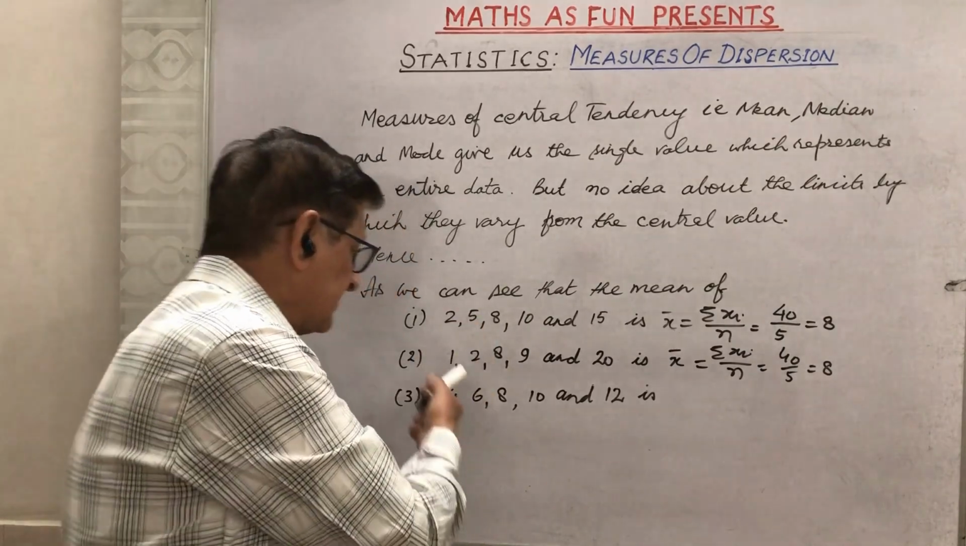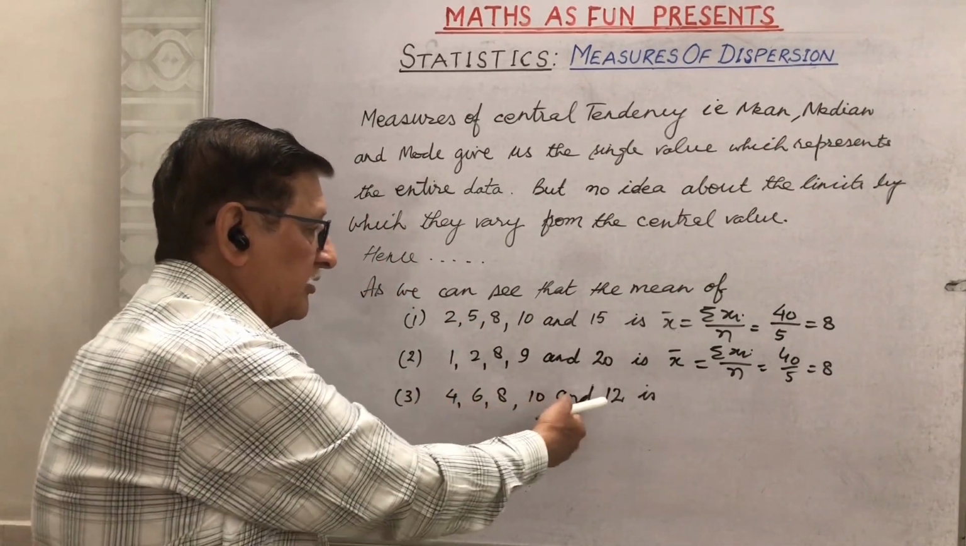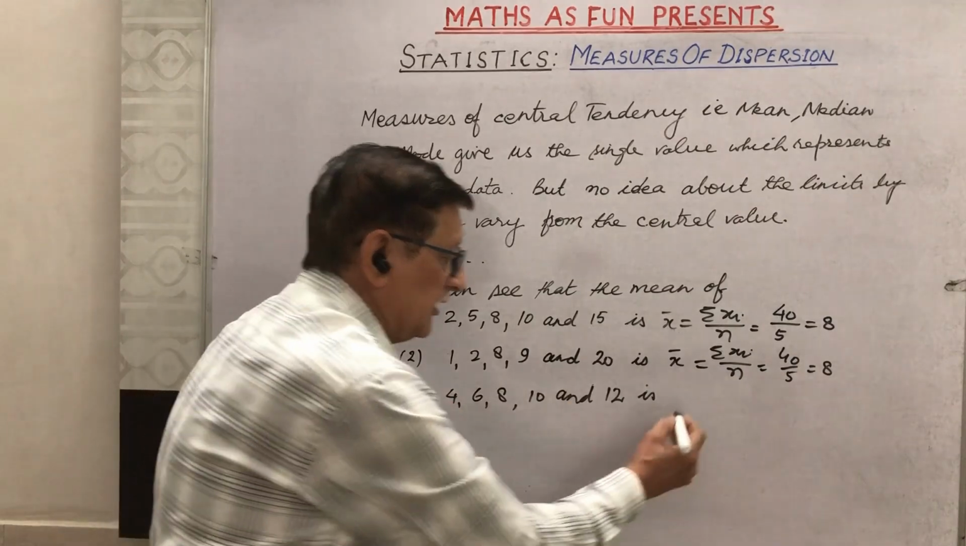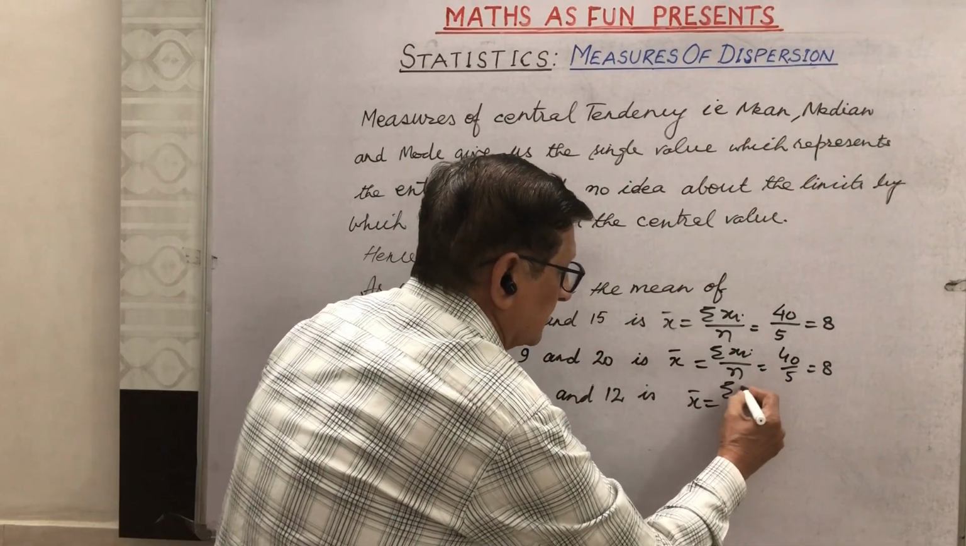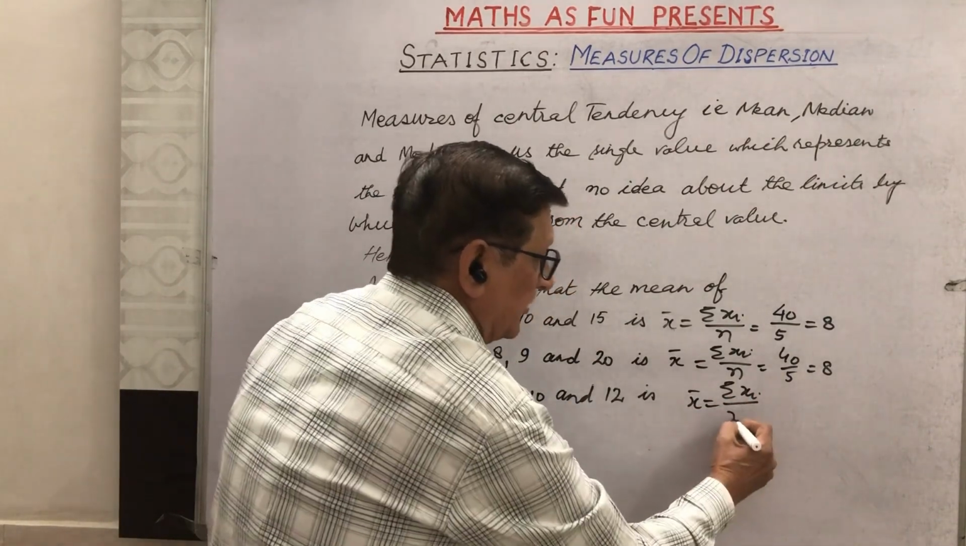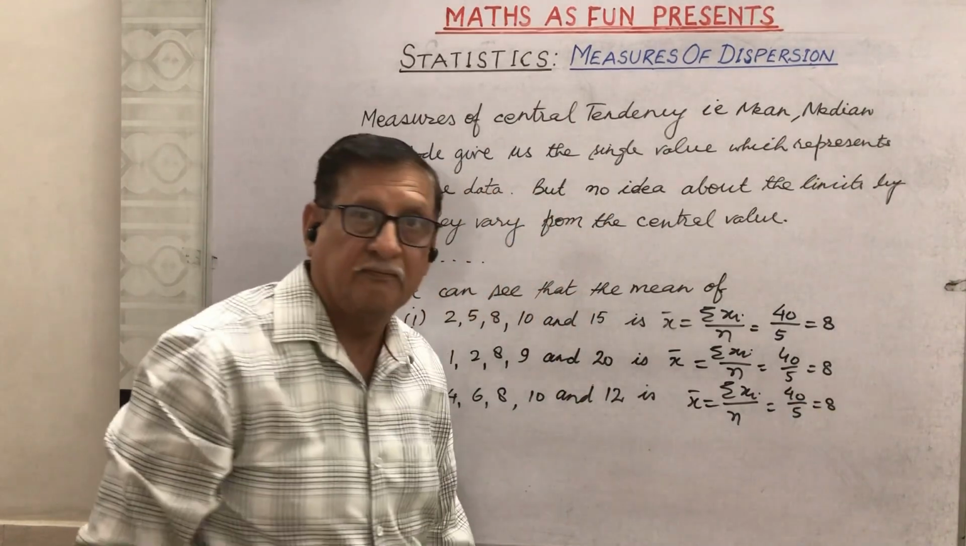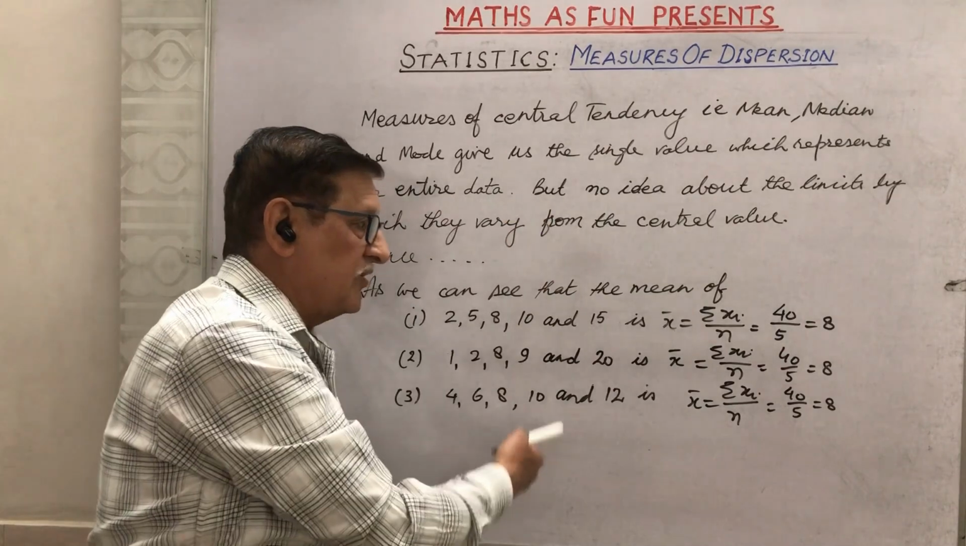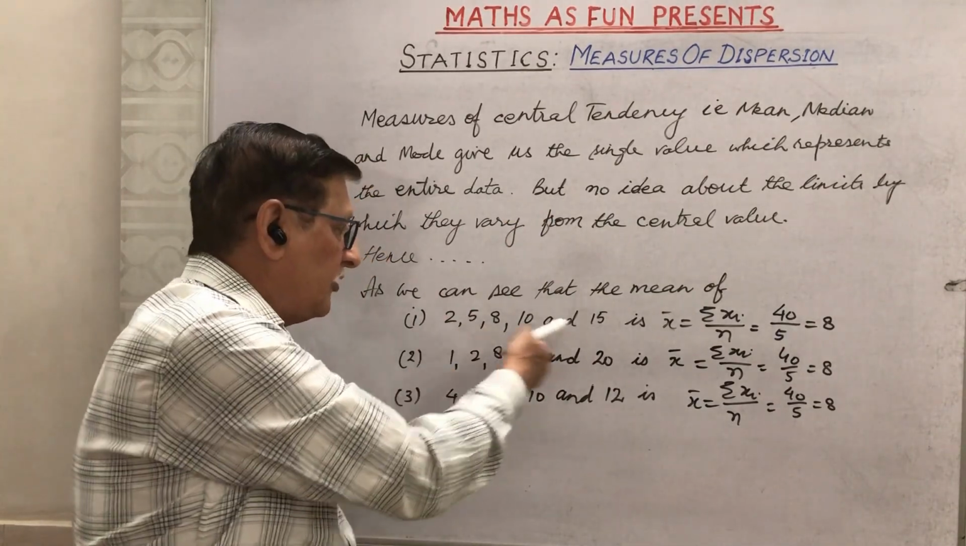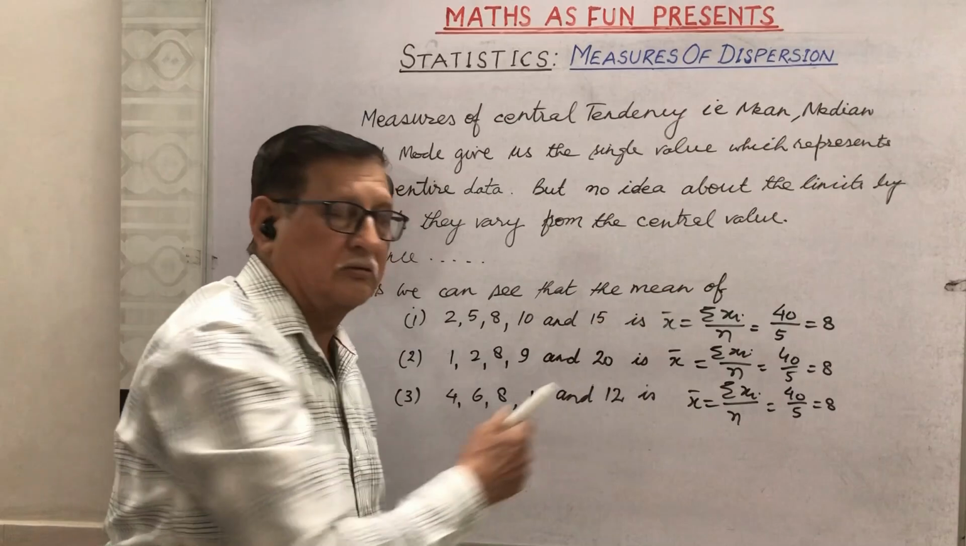We take one more case like 4, 6, 8, 10 and 12. If we find the mean of them x bar, that is also sum of the data upon n, and that is also 40 upon 5, that is 8. In all these cases, we are finding that the mean of all the data is 8.